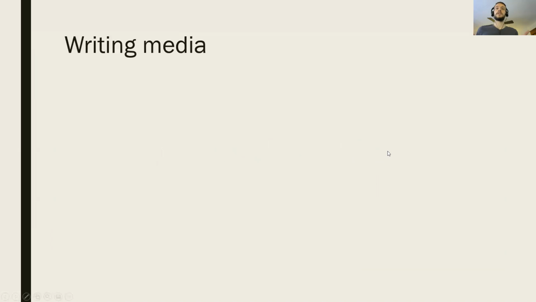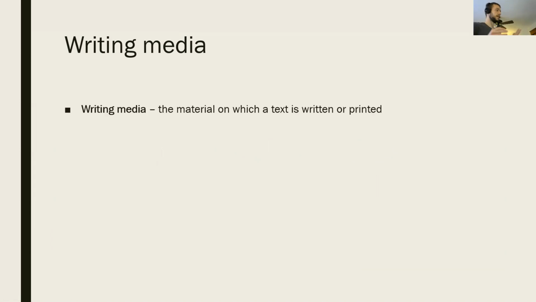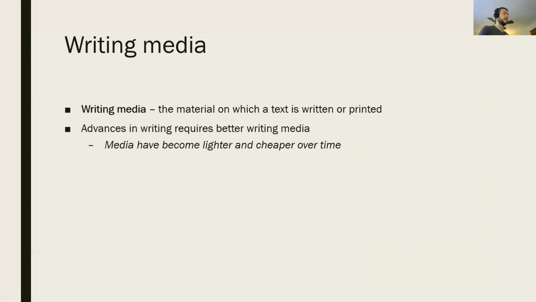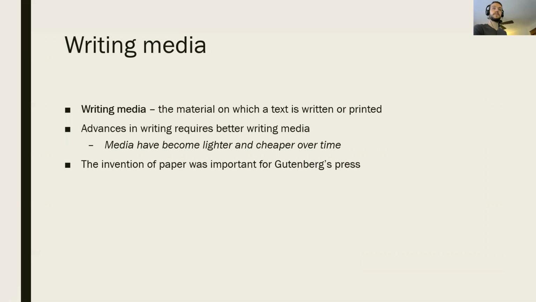As I mentioned in the introduction, when we're studying printing, we shouldn't just pay attention to the technology of the printer itself. We should also pay attention to the technology of what is being printed on. This is what I'll call the writing media, the material which a text is written or printed on. It's important to note that the advancement in writing and printing also evolved along with advancements in the writing media. The materials used to write on over time have become lighter and cheaper to produce. So it's important to look at the physical and financial costs of these kinds of materials.